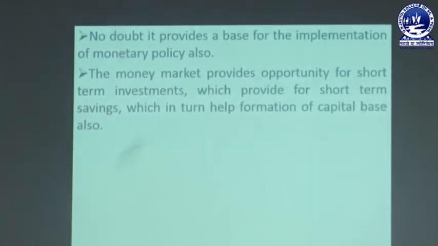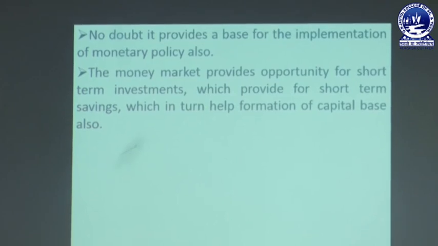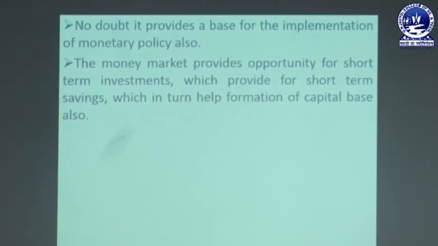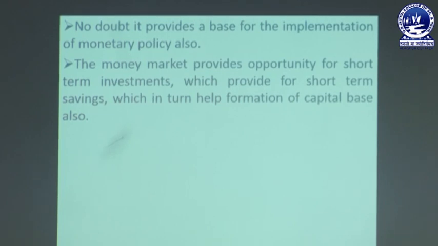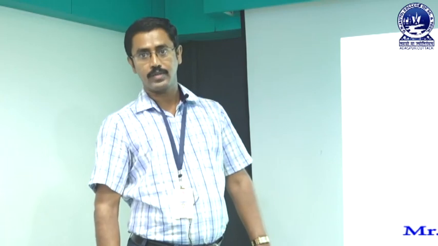The last one is that the money market provides an opportunity for short term investment, which provides for short term savings, which in turn helps the formation of a capital base also. So, it provides an opportunity for short term requirements, as the money market is for a short period and it meets the requirement of short term funds for the development of the company or the society or for the development of the economy as a whole.